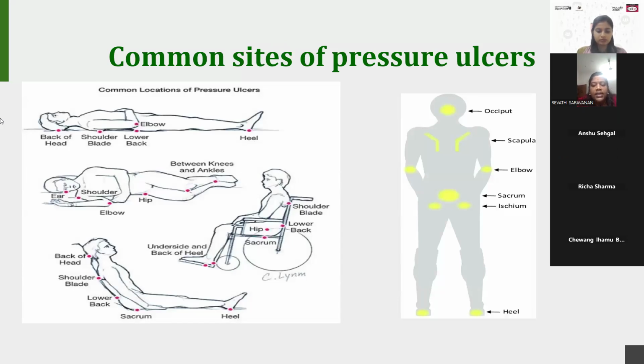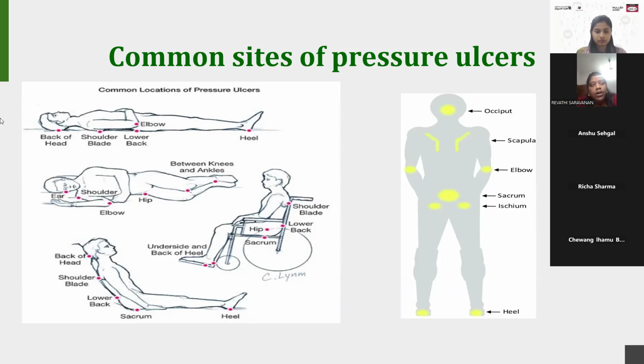Here you can see the common sites of pressure ulcer. In the first definition itself, I told you some particular prominence areas often get pressure ulcers. Here in the second picture, you can see the occiput area, scapula area in the back, elbow area, sacrum area, ischium area, and heel area. These are the common sites of pressure ulcer.